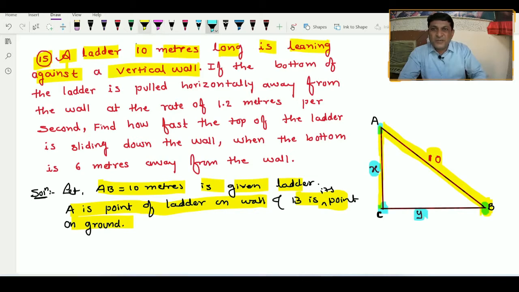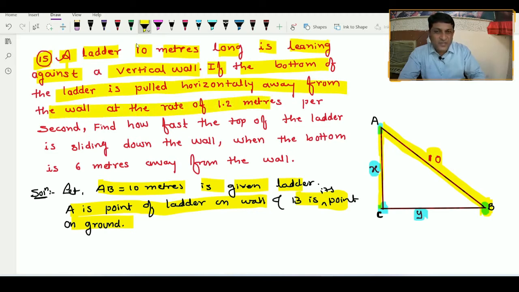Now observe the given condition. If the bottom of the ladder is pulled horizontally away from the wall at the rate of 1.2 meter per second. So observe here very carefully. If this bottom of the ladder is pulled away from the wall, that is, if the ladder slips or is pulled here, then which quantity will change? y will change here.